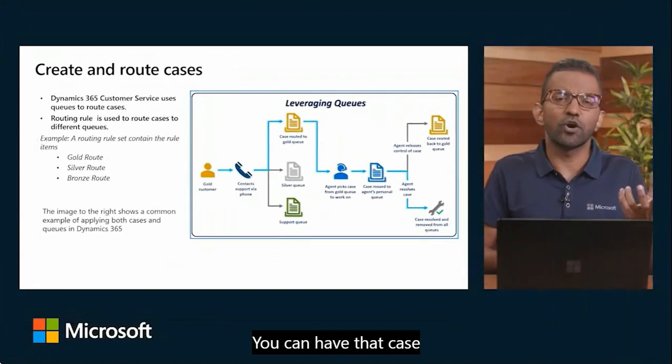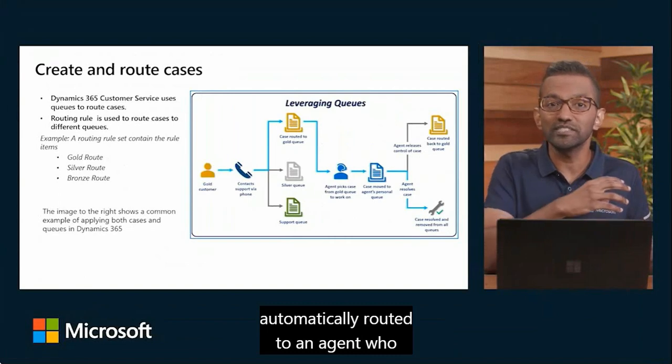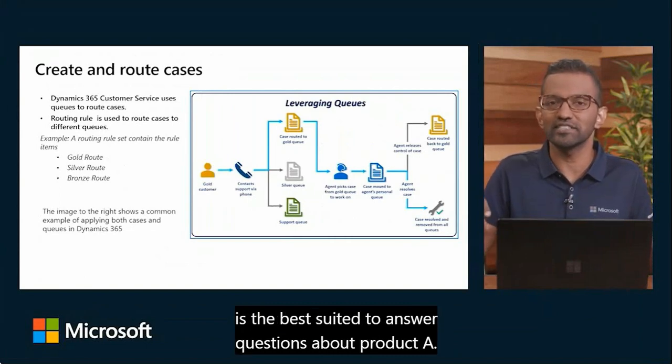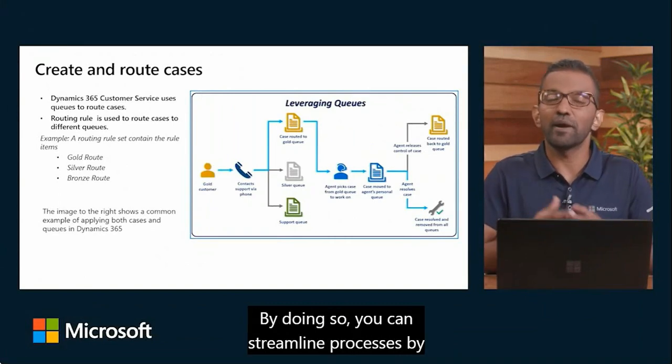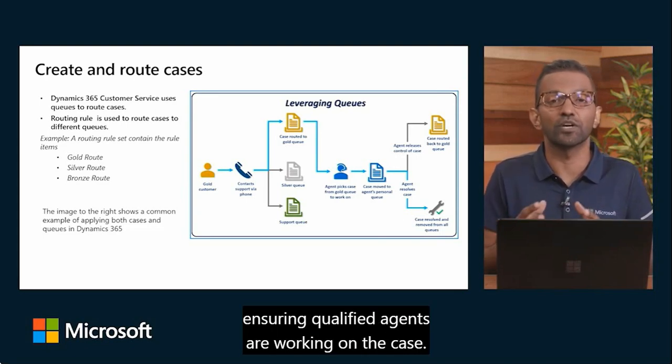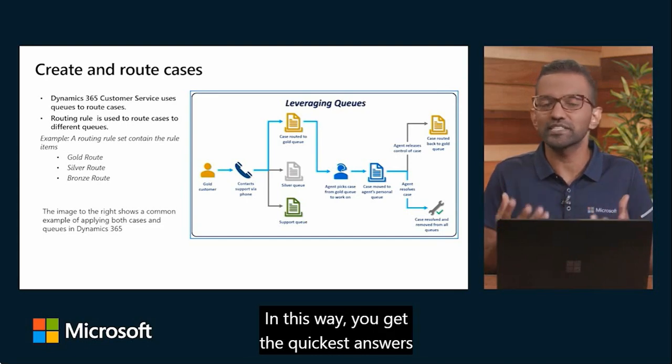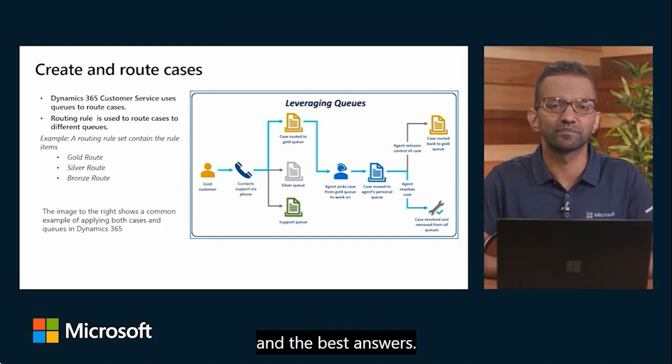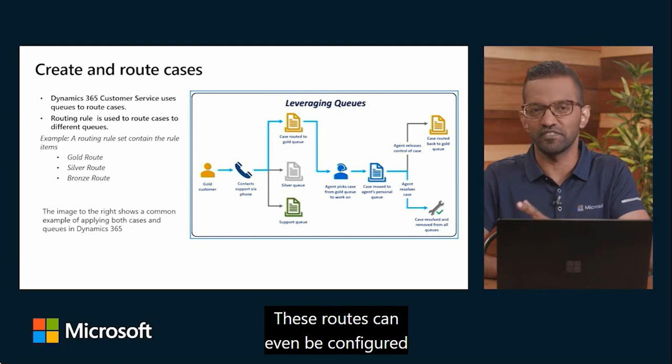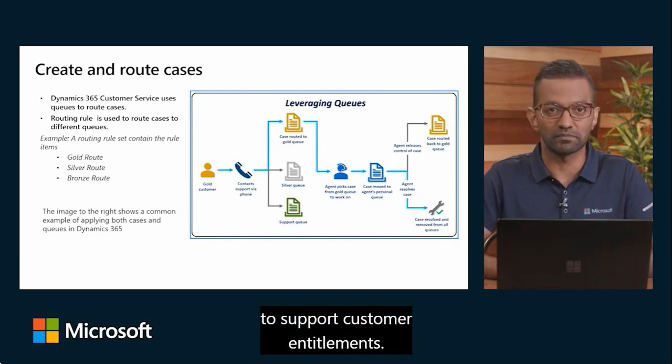You can have that case automatically routed to an agent who is the best suited to answer questions about product A. And by doing so, you can streamline processes by ensuring qualified agents are working on the case. In this way, you get the quickest answers and the best answers. These routes can even be configured to support customer entitlements.